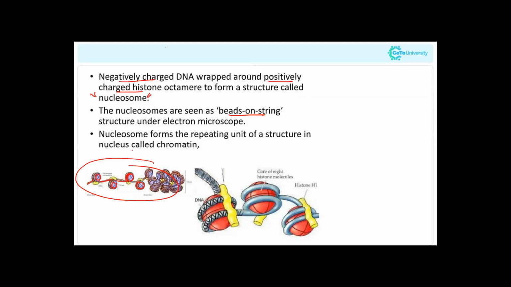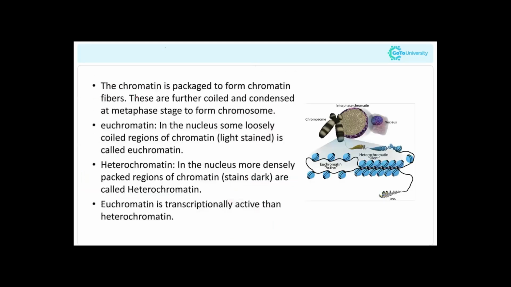Now nucleosomes form the repeating unit of a structure in the nucleus called chromatin. This is one single nucleosome, and many nucleosomes are connected together to form the chromatin material. This chromatin is packed to form chromatin fibers. Here you can see the DNA wound around the histone proteins to form the chromatin material, the chromatin fibers.